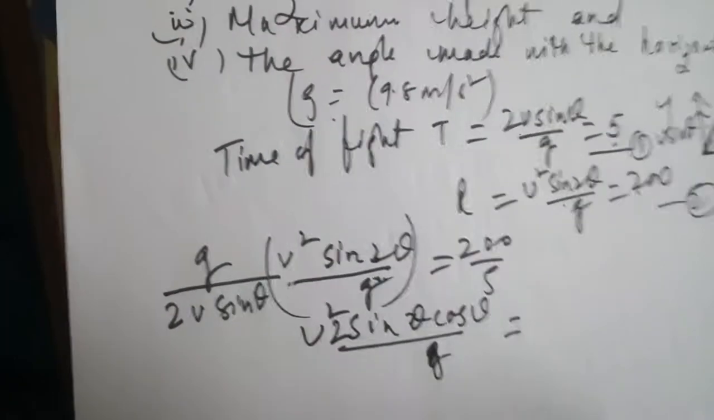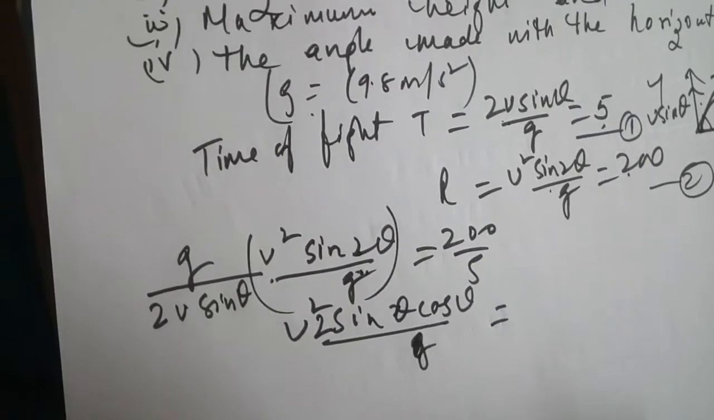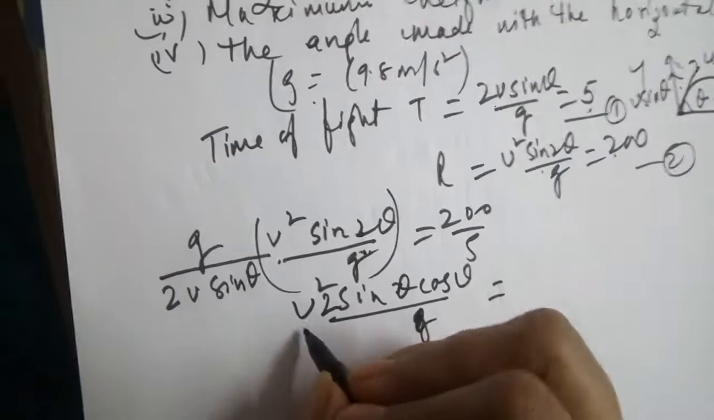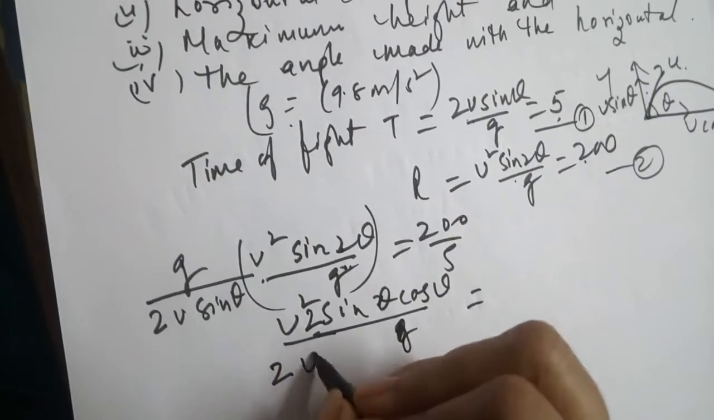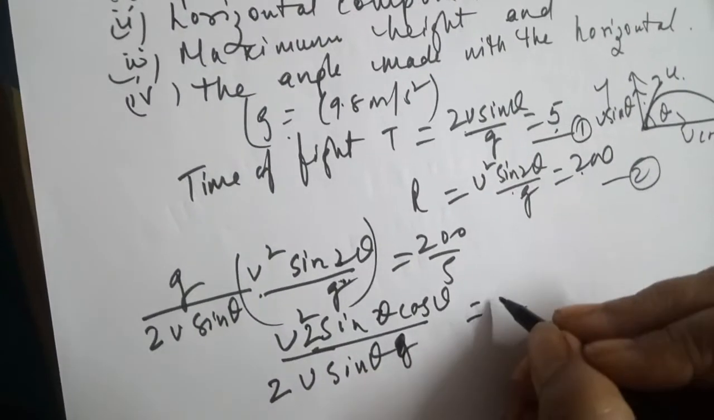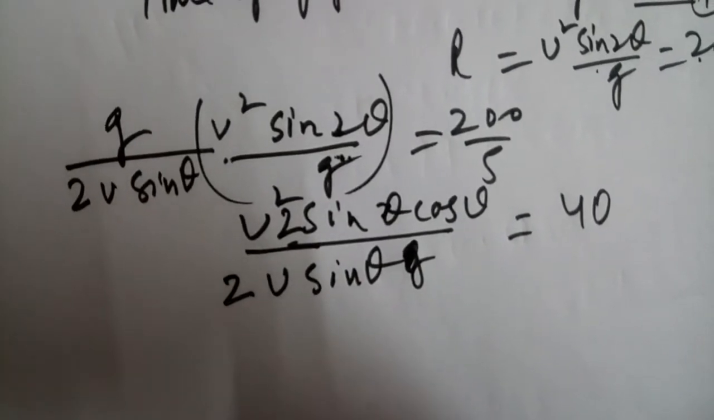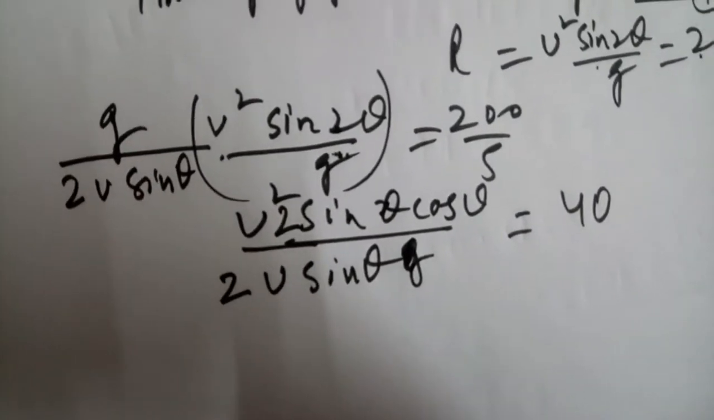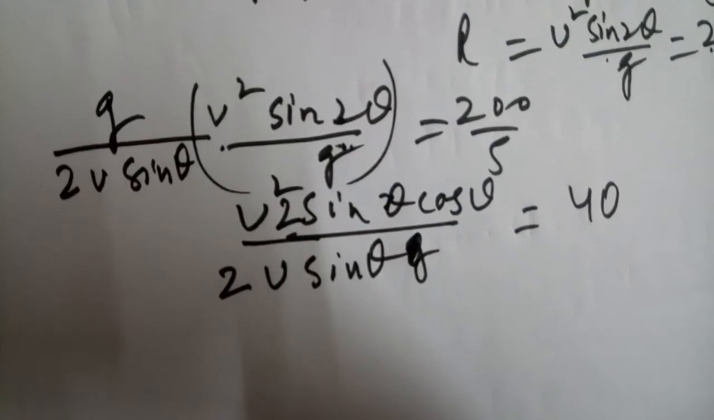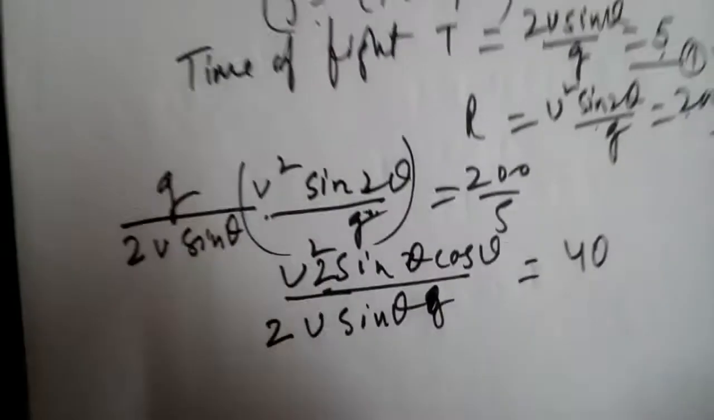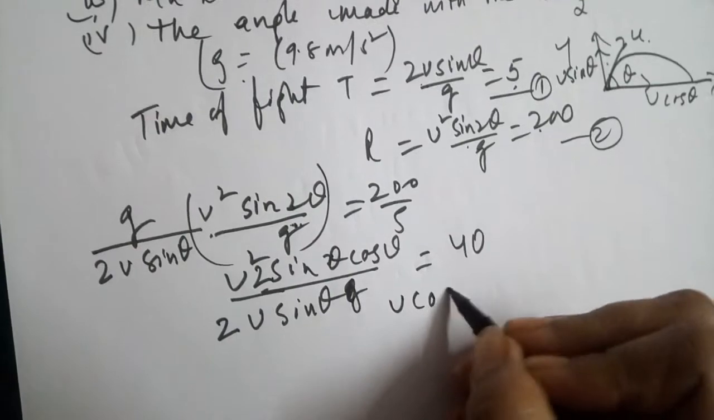If you calculate, g is cancelled out, and u square by u gives u, so this is 2u sin theta is equal to 5440. If we solve this equation, we can see that sin theta is getting cancelled, 2 is getting cancelled, so we are left with u cos theta. So we got the value of u cos theta is equal to 40.